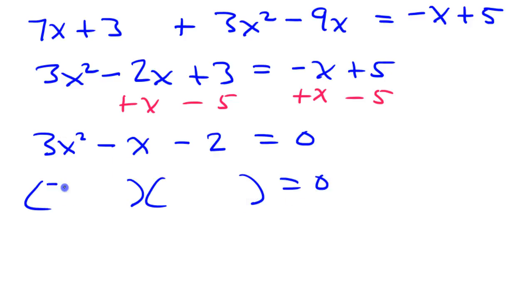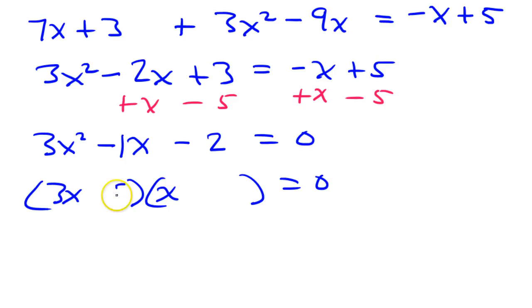3x squared can only factor as 3x and x. 2 can only factor as 1 times 2. Probably should have done it the other way. Inner plus outer equals middle. Inner, I have 1x. Outer, I have 6x. I'm trying to get negative 1. There's no way to get negative 1 out of 1 and 6. So that's what I saw coming when I said I probably should have done it the other way.